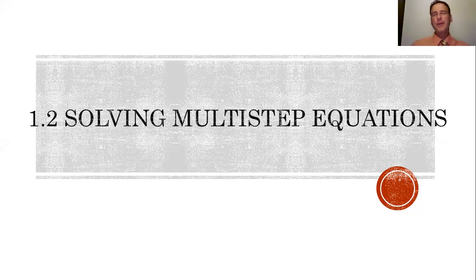This is 1.2, solving multi-step equations. I'm hoping that the last section wasn't too bad for you. This one is almost exactly the same. I just got one additional step for you. All right, so if last section wasn't bad, this one should be okay.